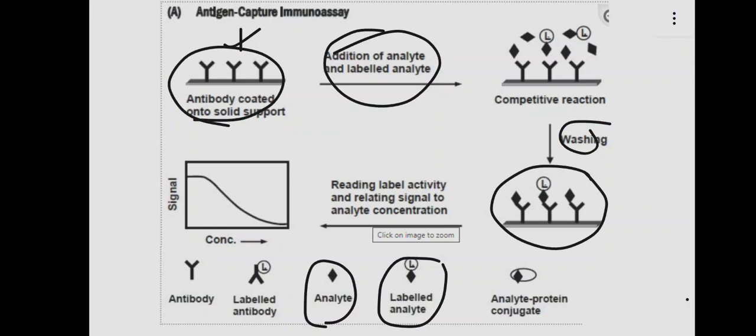Is that clear? Yeah. So my question was, to be more specific, could whatever is unbound contain both the analyte and the labeled analyte? Yes, it is going to contain some of the analyte, and some of the labeled analyte. So whatever does not bind to the fixed antibody will be washed off. It could be analyte or labeled analyte.